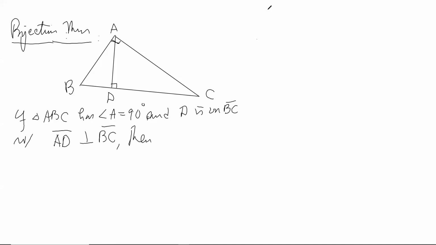Then you have the following theorem: BA square, the square of this side, is equal to BD times BC, and CA square equal to CD times CB. Oh, I'm sorry, I made errors here. BD times BC, CD times CB. This one will be reproved next time using a different method.